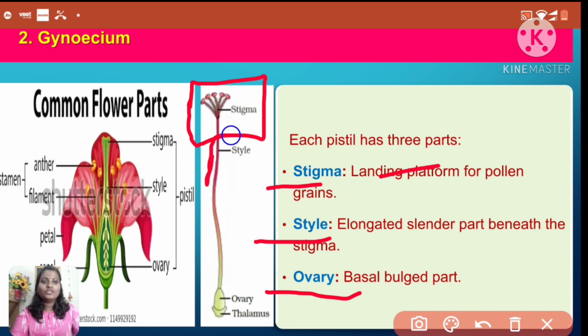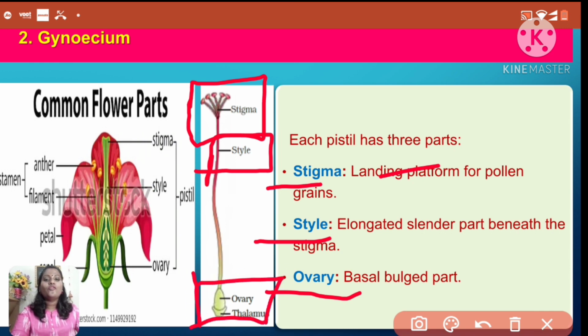Then next to that you have the style. This portion of the gynoecium we call the style. It is an elongated slender part beneath the stigma. Then at the base of this pistil we have the ovary. The ovary consists of ovules, and this ovary is basically attached to the thalamus. So these are the three basic parts of the gynoecium.